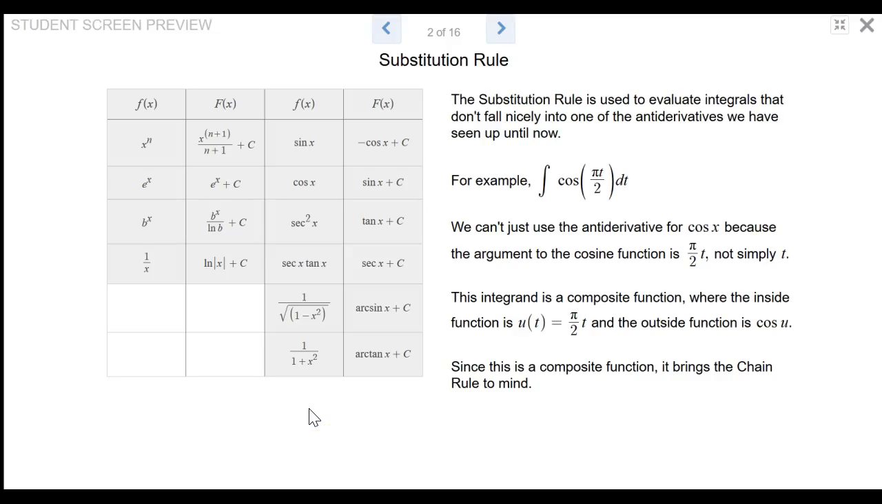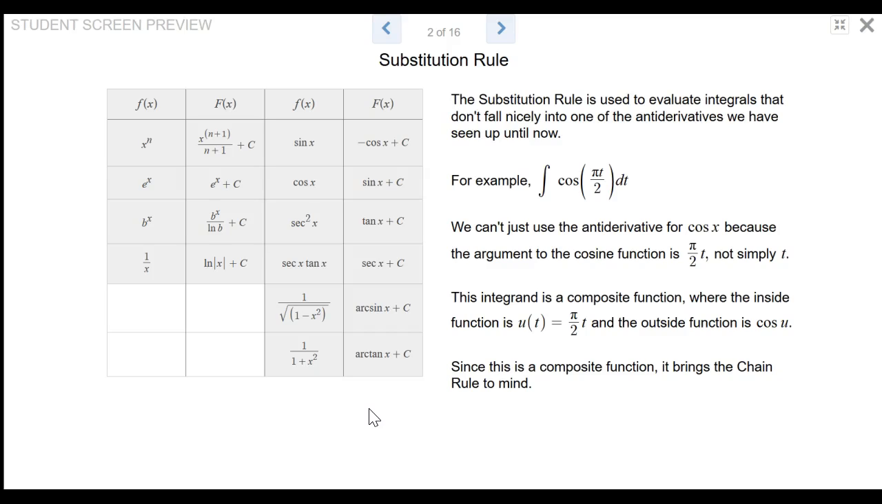Hello, and welcome to section 5.5, the substitution rule. In this section, we're going to see how to turn more complicated integrals that we don't know how to find the antiderivative of into simpler integrals where we do know how to find the antiderivative.